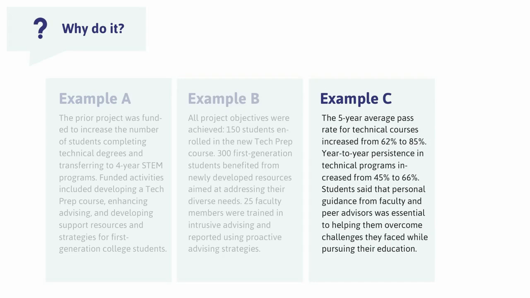If we look at example C, this one really answers that so what question. What happened to all those students after they participated? What happened was their pass rates increased. They overcame challenges. This example really includes evidence of what changes were brought about because of the project. So this is an example that we would really want to aim for.